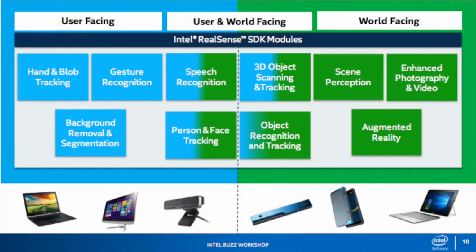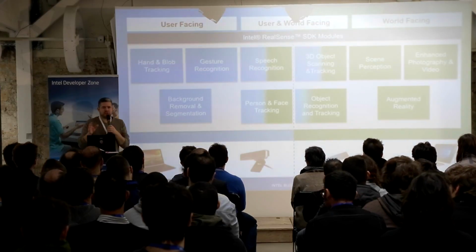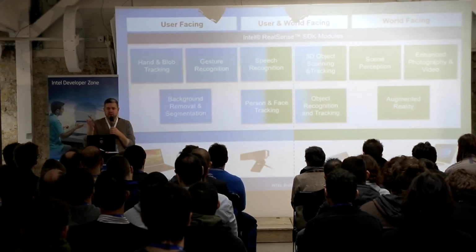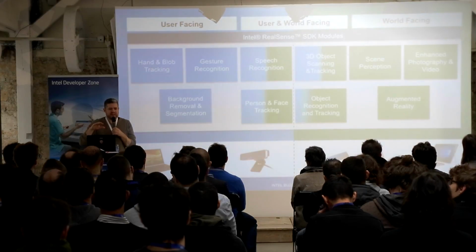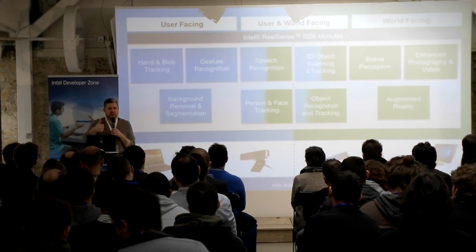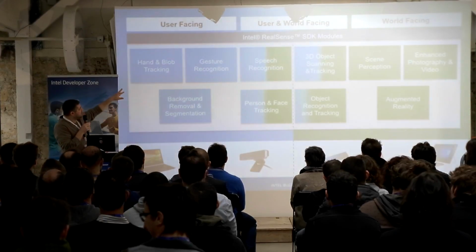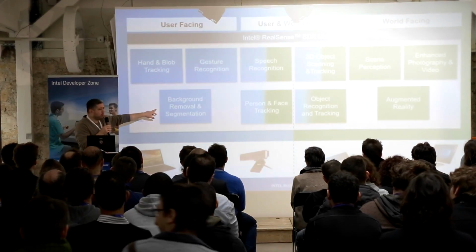Here are some of the modules that we have. I'll split them into two sides and the common. You have user-facing modules, things like hand and blob tracking. You don't expect to do hand tracking on a rear camera, so it's only a front-facing module. You can do scrolling, you can have predefined gestures like thumbs up, a V sign, and it recognizes all of those. So these are front-facing modules: gesture recognition, background removal and subtraction.